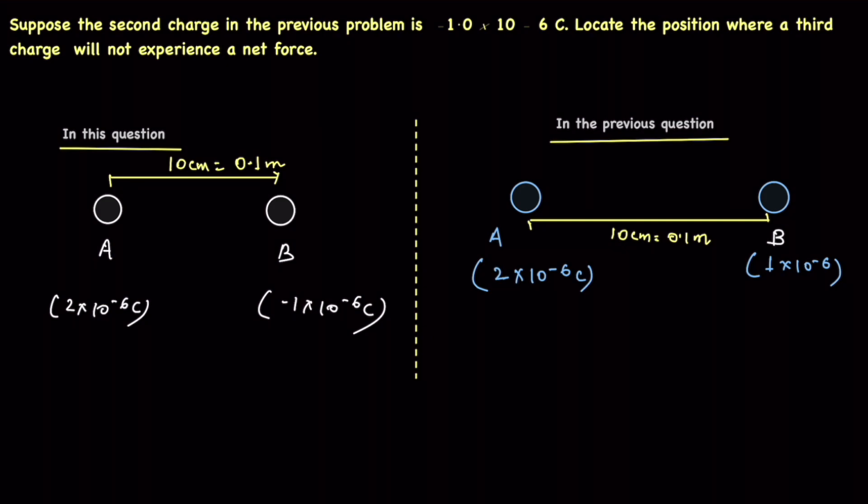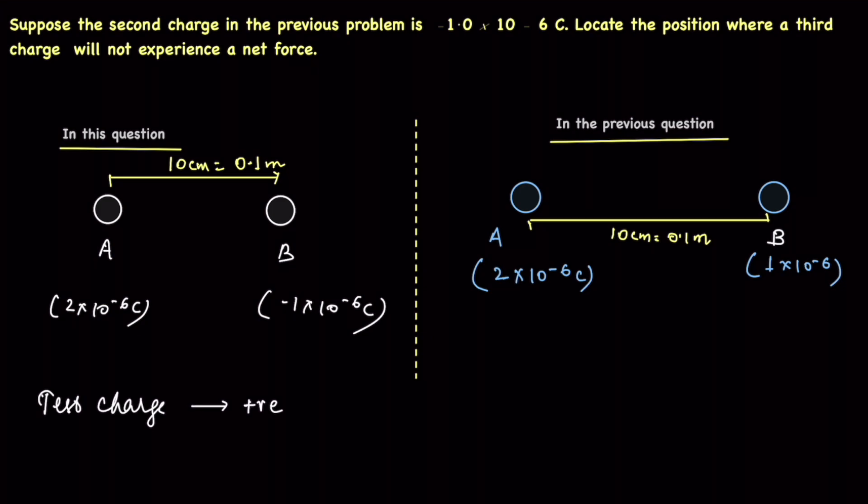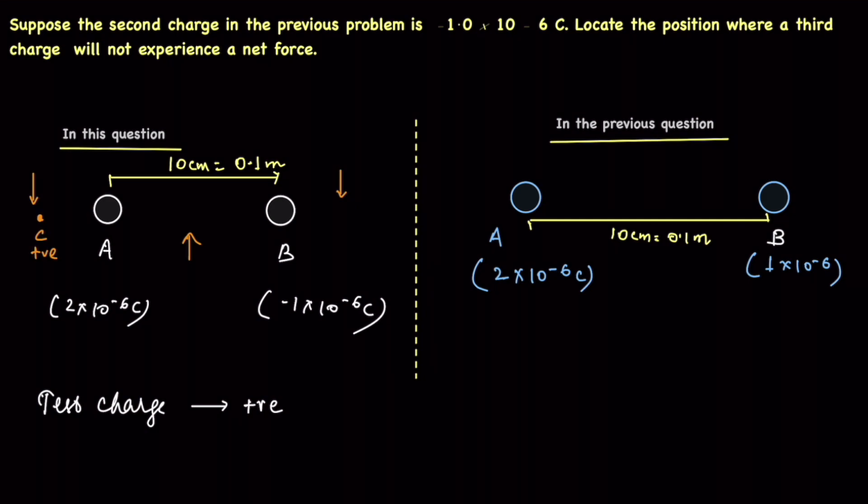So here, if we have to place a test charge, which we consider as positive, we have three positions to place the test charge. It could be on the left side of A, it could be on the right side of B, or it could be between A and B. So if we take the first condition, which is on the left side of A, A will repel the C because it is a positive charge, and B will attract.